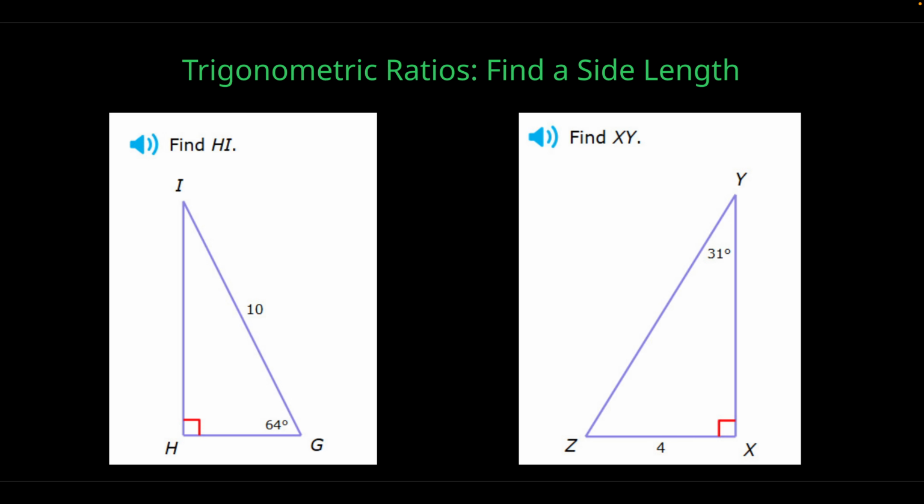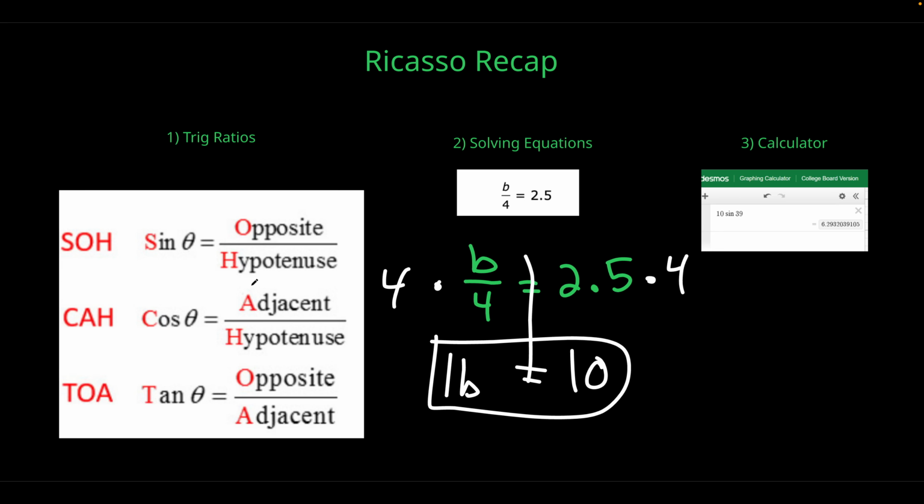Today we're going to be talking about how to use trig ratios to find a missing side length, similar to the problems that you see up on the screen here. For your recap, you should already know the trig ratios. You should know sine is opposite over hypotenuse, and so on and so forth. You should know how to solve equations, and you're going to need a good calculator here. If you want refreshers on these two topics, there'll be videos in the description below. I'll also link the Desmos calculator, which is the one that I will be using. Up to you what calculator you use.